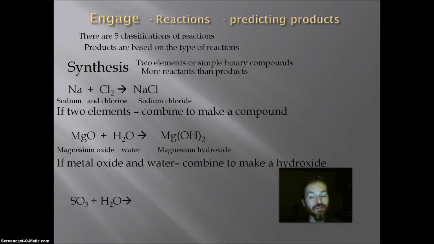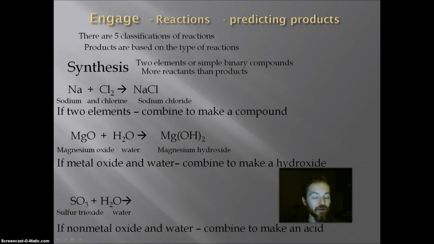Second option we could have is you could have something like SO3 plus H2O. Again, 2 binary compounds. In this case, SO3, sulfur trioxide, is a non-metal oxide and water. And a non-metal oxide and water will combine to make an acid. So you just put them together to make whatever acid makes the most sense. SO3 and H2O will come together to make H2SO4, and following our good naming rules, we know that to be sulfuric acid. So, these are the rules for a synthesis reaction and predicting the products.